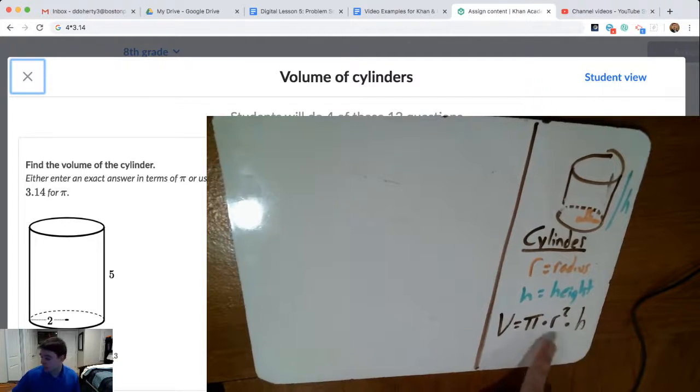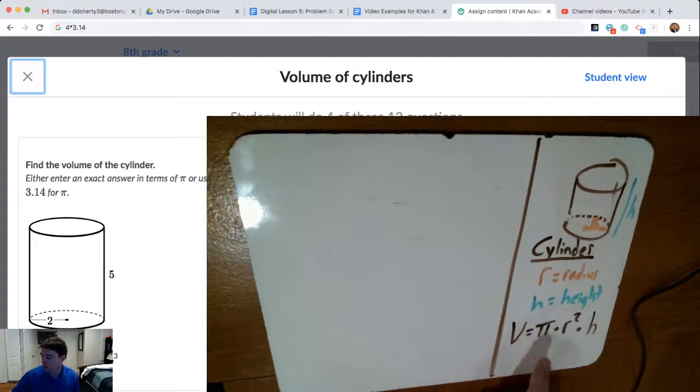Again, you don't have to memorize this formula. You're welcome to look it up anytime you need, but you should start recognizing the volume formula for a cylinder as the area of a circle multiplied by the height.